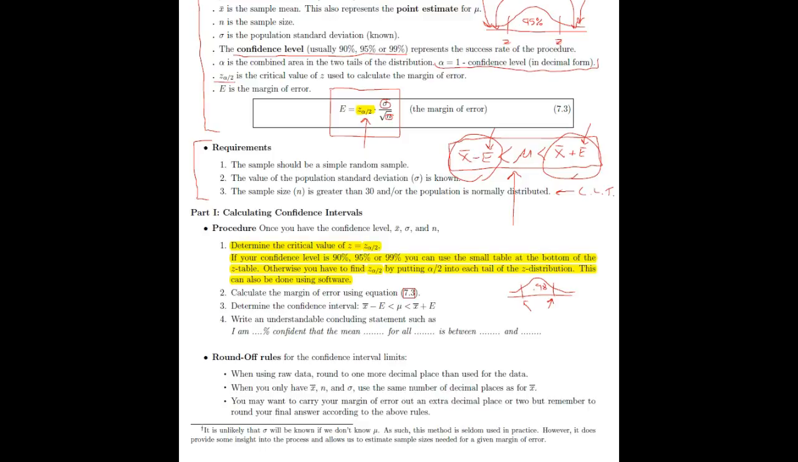And then the last bullet point says you may want to carry your margin of error out, however, to an extra decimal place or two. But remember to round your final answer according to the above rules. Okay, so with your margin of error, your E, you might want to round more than what you're going to round your final answer to. Because that's basically like rounding in the middle of a problem, which you generally want to stay away from whenever possible. All right, let's move on to the next page now.